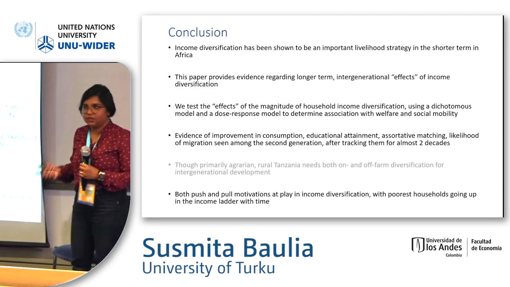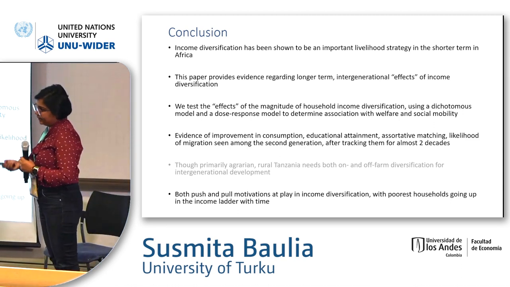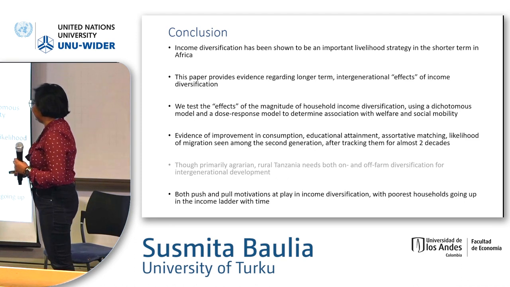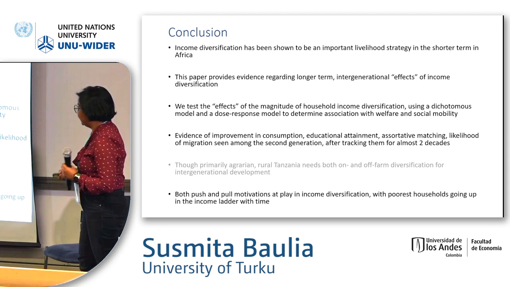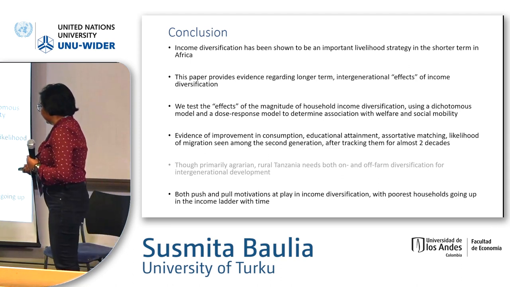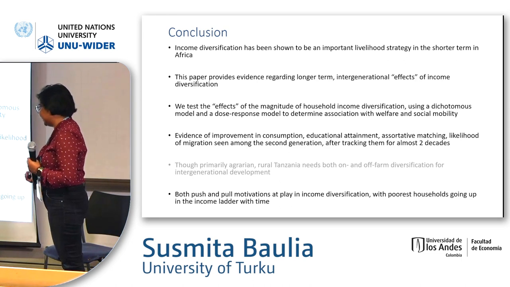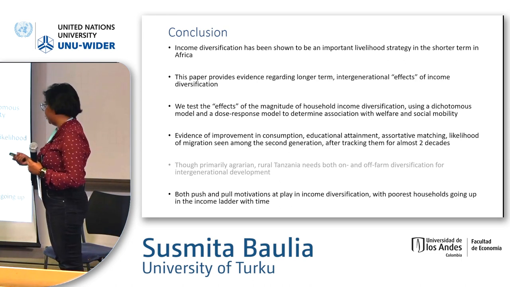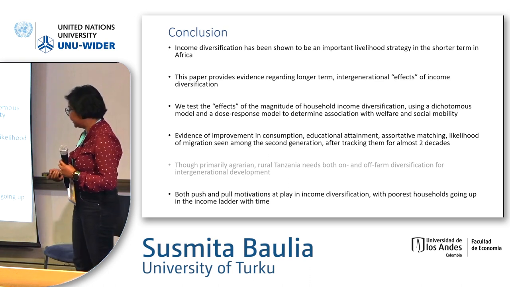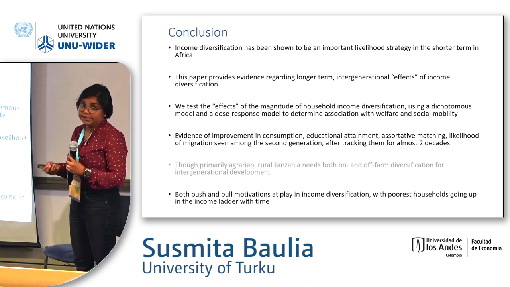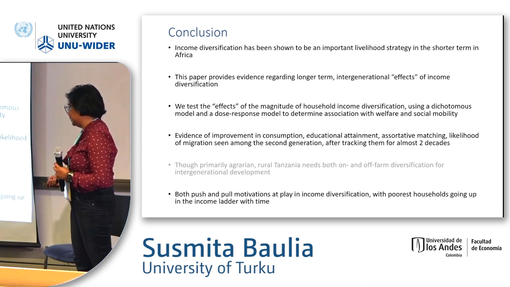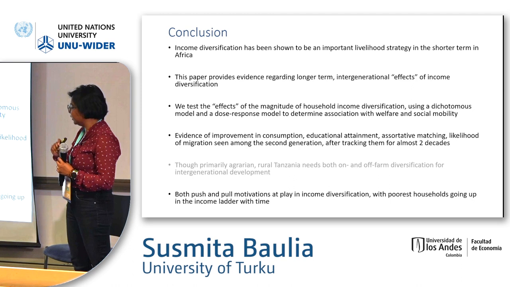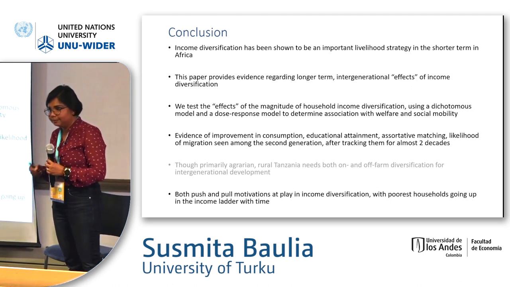And just to wrap up, the effects are in quotes, because we don't claim anything causal here. We are mostly saying we find association in positive welfare outcomes and income diversification. And we also can say that on and off farm diversification, both are important. And finally, we see some association that both push and pull motivations are at play in income diversification, and the poorest households are going up in the income ladder more. Thank you.